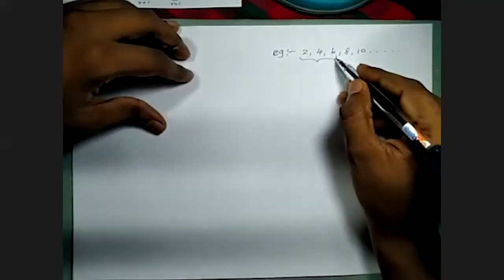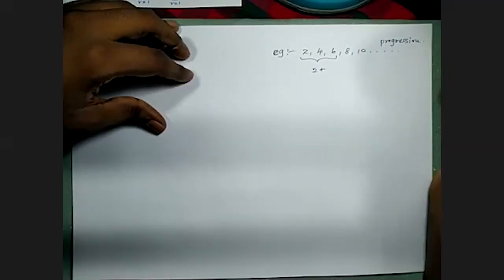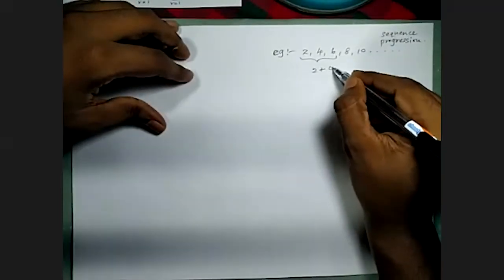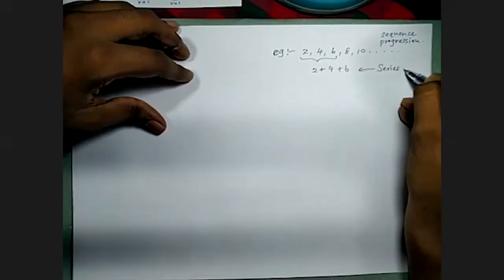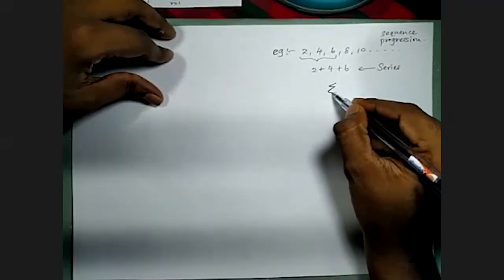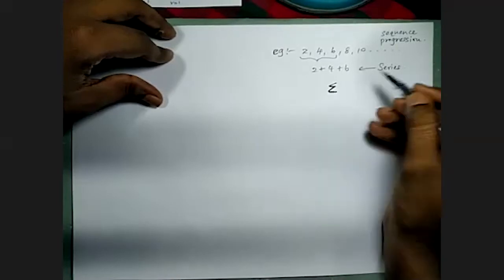Then when we take the sum of, let's say, the first 3 terms of this progression. This is a progression, or sometimes we call that a sequence. When we take the sum and write it like this, then this is called a series. A series is denoted by this sigma symbol. This is a Greek letter.